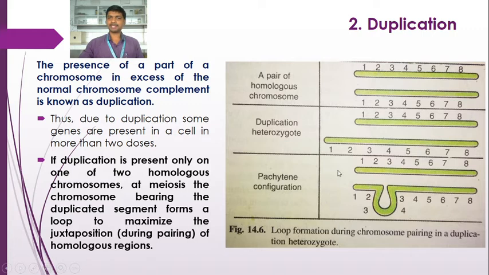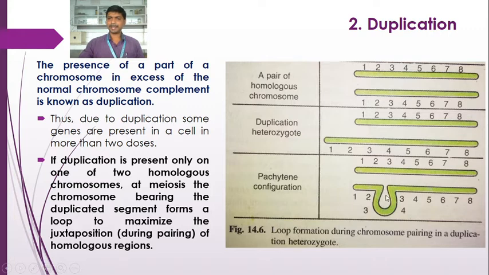So when the duplication is present on only one of the two homologous chromosomes, we call it a duplication heterozygote. If you see the meiotic behavior of the chromosome pair, the duplicated region forms a loop to maximize the juxtaposition during pairing of homologous regions. Juxtaposition means during pairing, when they are positioned in front of each other.